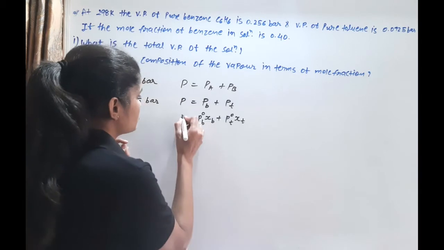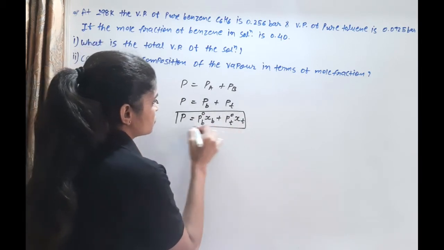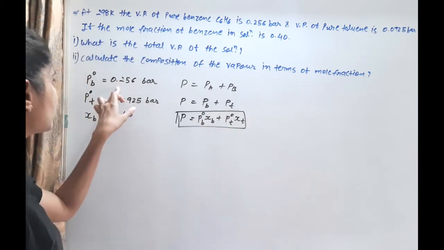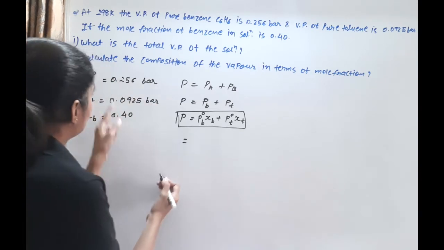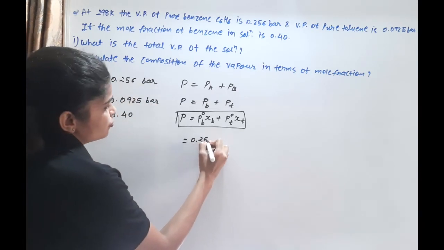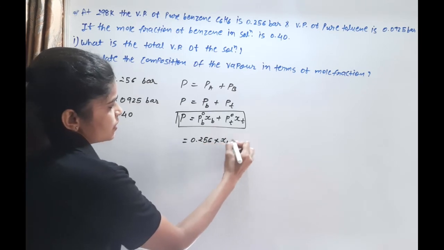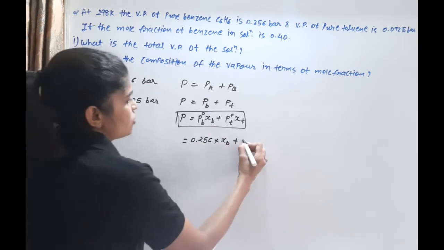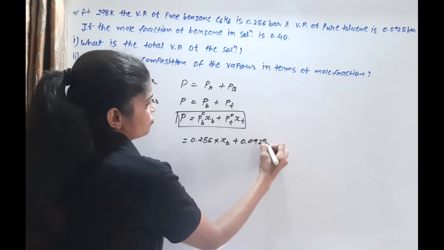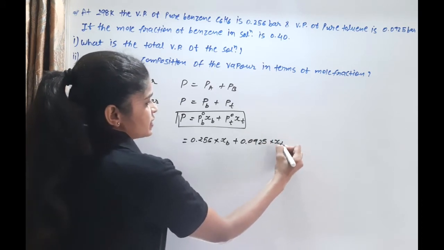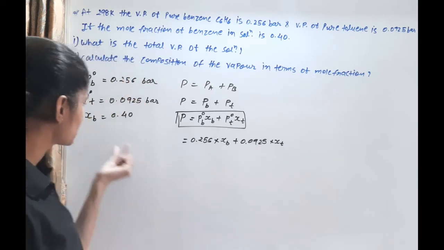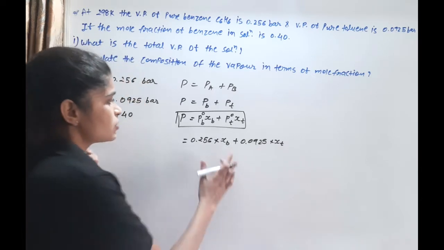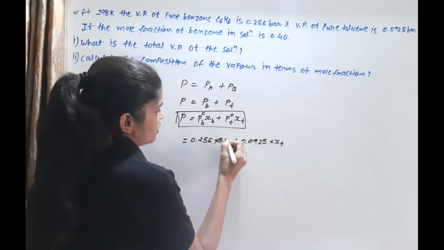So this is to find out the total vapor pressure of the solution. The given value of PB is 0.256. Find out XB plus PT0, 0.0925 into XT. How to find this mole fraction? The given mole fraction value is 0.40.